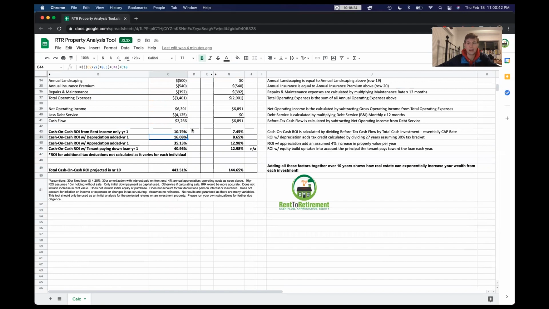And 10.79%, dang, that's pretty good compared to the stock market. That's usually doing 7%. So boom, just in year one, and our rental income only return, we're going to get 10.79%. Very, very good return.